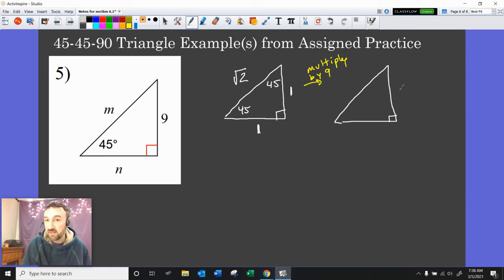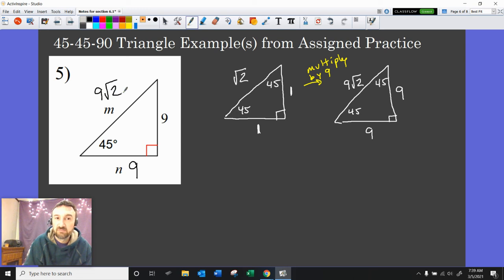So 1 times 9 is 9. That would be the same on the two shorter sides. And then 9 multiplied by the square root of 2 is just 9 root 2. Okay, so I think it's from here we can just very quickly reason that our shortest side, n, here would have to be 9, and then the longest side, the hypotenuse, would have to be 9 root 2.